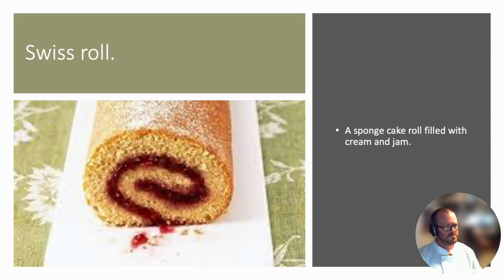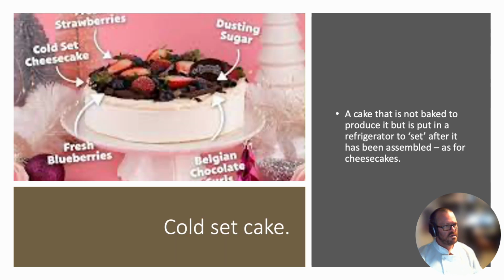Swiss roll, pretty cool. It's a softened, thin layer sponge, typically filled with cream and jam. This one's just filled with jam. Cold set cake, it's pretty cool. Typically, it is a cheesecake. It's a product that you would probably set with gelatin, so it needs to go into the fridge, and then it firms up while it's in the fridge from the fat that's in it.